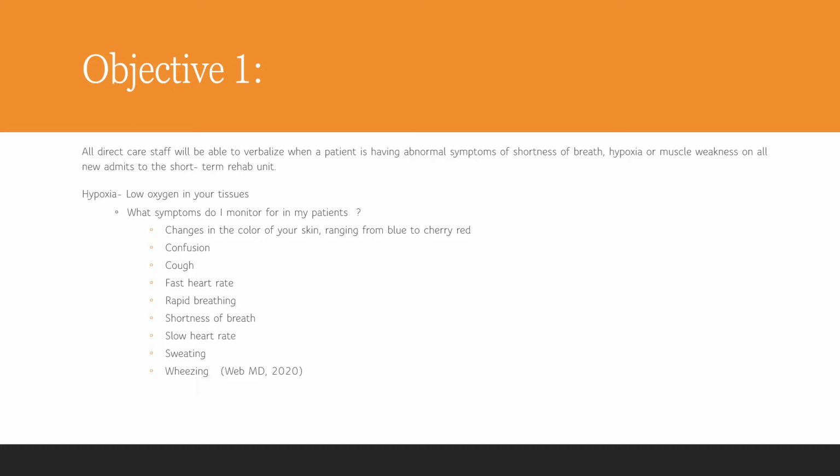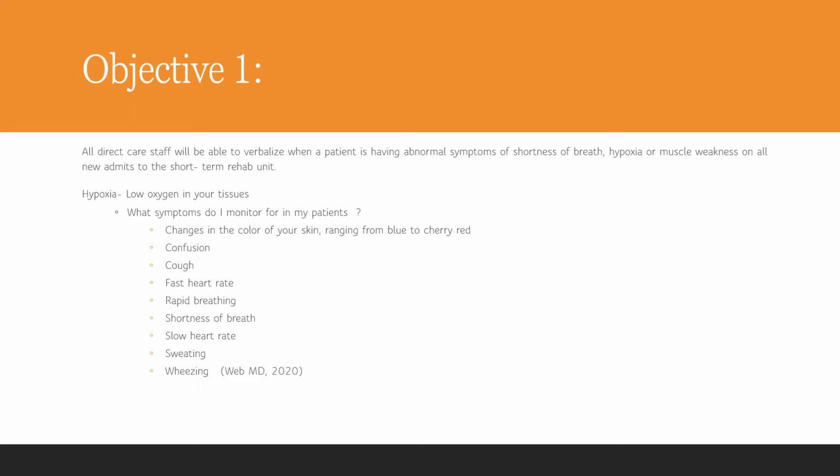First, hypoxia is low oxygen in the tissues. The symptoms that you want to monitor for, both nurses and CNAs, is changes in color of the skin. Sometimes they can be very, very red, very flush looking, and sometimes they can be blue, where you look at their lips and they have a tinge of blue, or they're very blue.